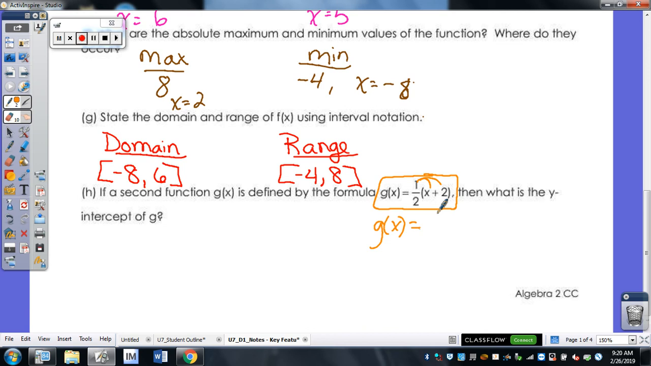So if I distribute 1/2, I get the 1/2 x plus 1/2 times 2 gives me a 1. Now this is our linear function that we're used to seeing, our mx plus b. So what is our y-intercept based on that equation? 1. Your b value. Linear is always that last number, so our y-intercept is a 1.